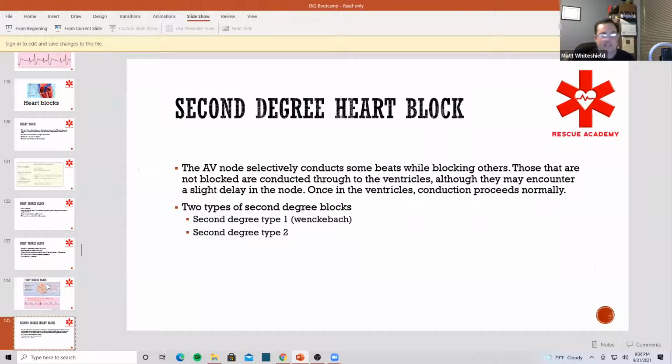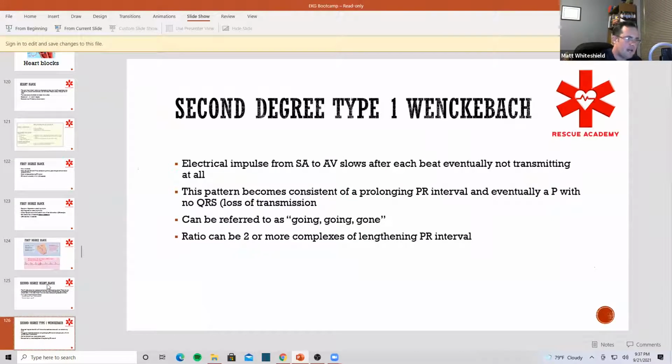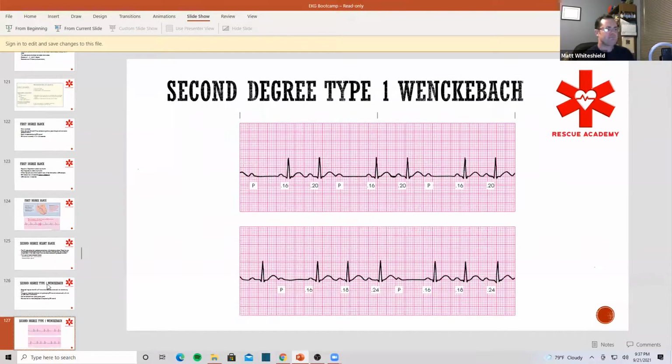Now let's take a look at second degree. Second degree is not that scary, I'm telling you. The first one we're going to look at is type 1, also known as Wenckebach. Whenever you see a dropped beat, the first thing I want you to say is, what's going on with the PRI? What's going on with my PR interval? And is it changing? Let's take a look at this.